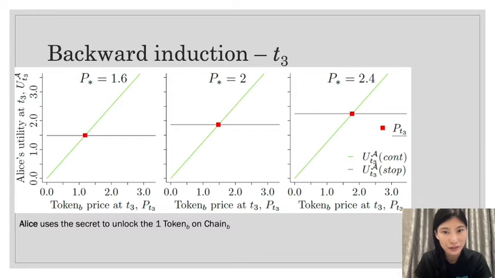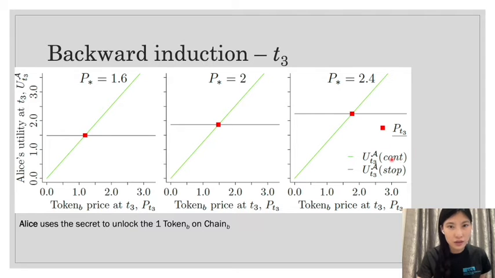We know that as soon as Alice reveals the secret on chain B, then there's no incentive for Bob not to use the secret to unlock the asset on chain A, because if he does not do so, he would end up with nothing. So there is no ambiguity there. So in the backwards induction, the first decision-making point is at T3, when Alice decides whether to use the secret to unlock one token B on chain B or not. If Alice chooses to continue with the swap, she will have an expected utility that goes as the green line. And if she chooses to stop, then at the end of the day, she would get token A back from chain A.